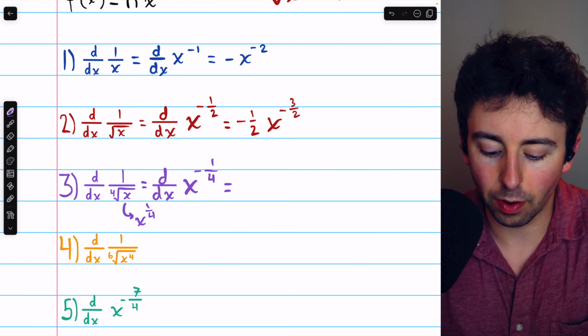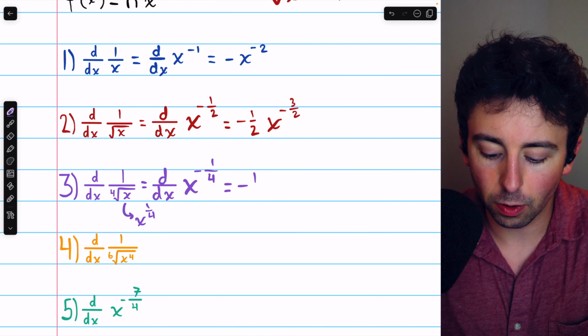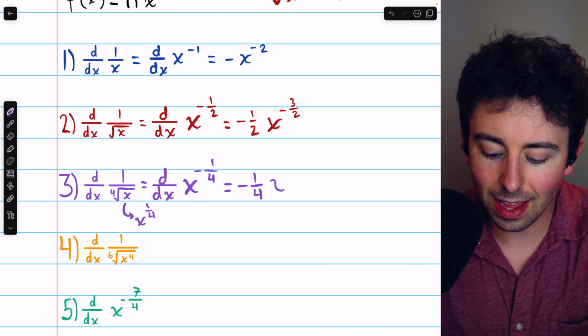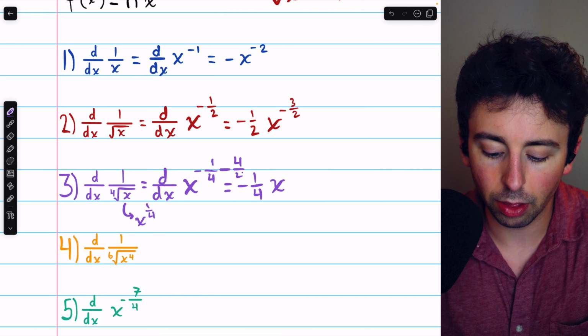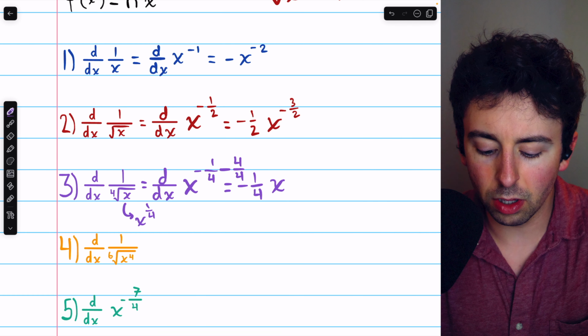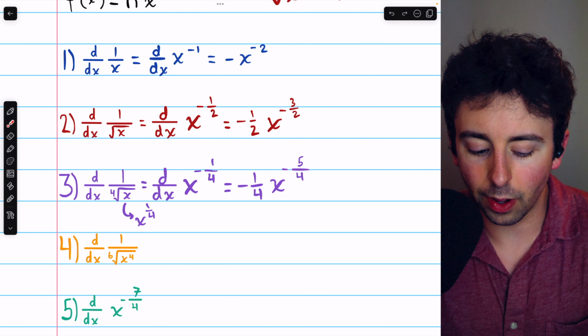And from here, it's very similar to the previous problem. Bring the exponent down in front as a factor, so negative 1/4. And then reduce the power by 1. Negative 1/4 minus 1 is the same as negative 1/4 minus 4/4. So the new power is negative 5/4. And that is our final answer.